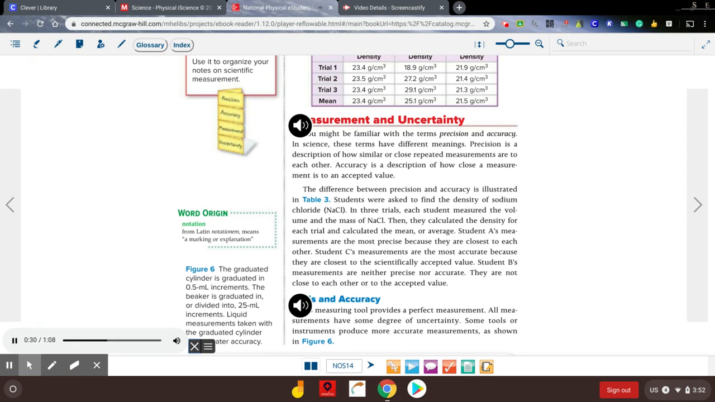Students were asked to find the density of sodium chloride, NaCl. In 3 trials, each student measured the volume and the mass of NaCl. Then they calculated the density for each trial and calculated the mean or average. Student A's measurements are the most precise because they are closest to each other. Student C's measurements are the most accurate because they are closest to the scientifically accepted value. Student B's measurements are neither precise nor accurate. They are not close to each other or to the accepted value.